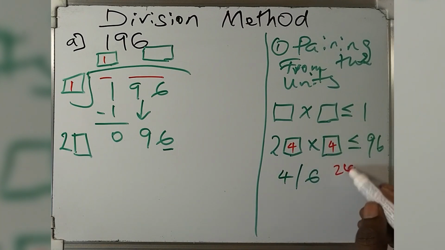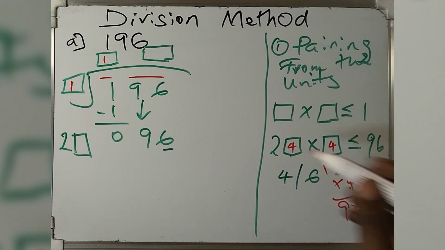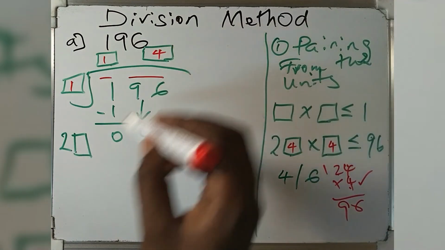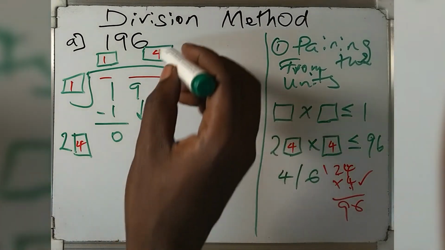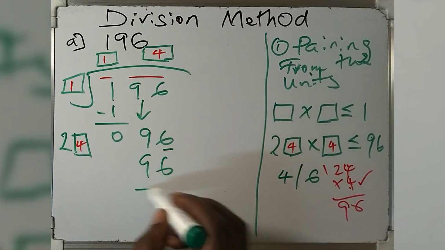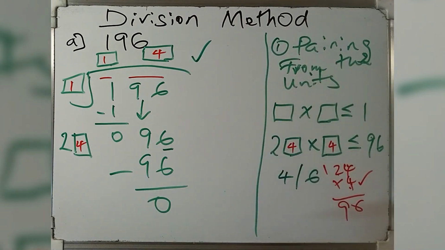We place 4 here and we place 4 here. So 4 times 4 is 16, 6, you carry 1, this is 8 plus 1 is 9, so 96. So 4 satisfies this inequality. 6 will give us a larger number, so we'll take 4 here and 4 here, and 4 times 24 will give us 96, and when we subtract we get 0. So our answer is 14.